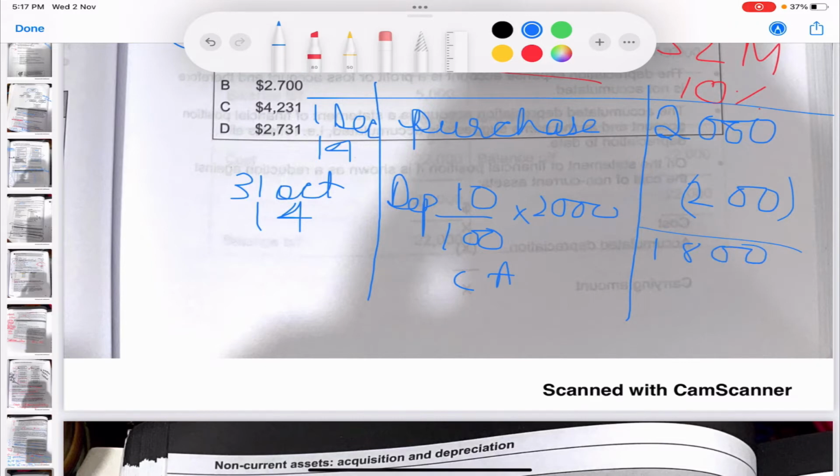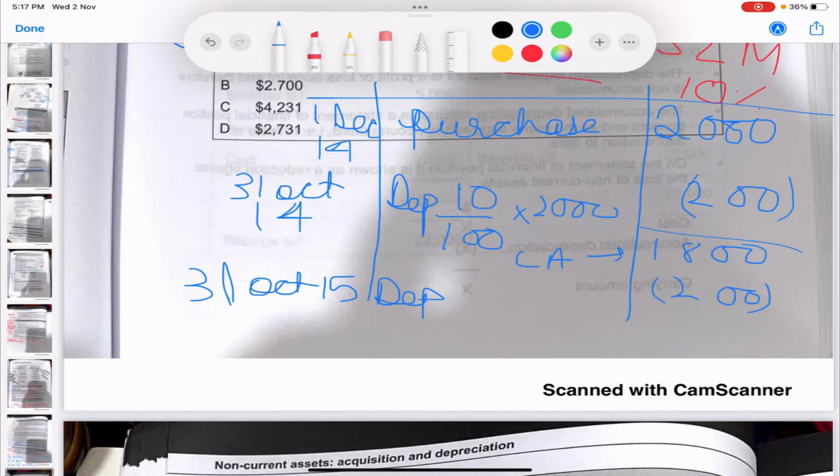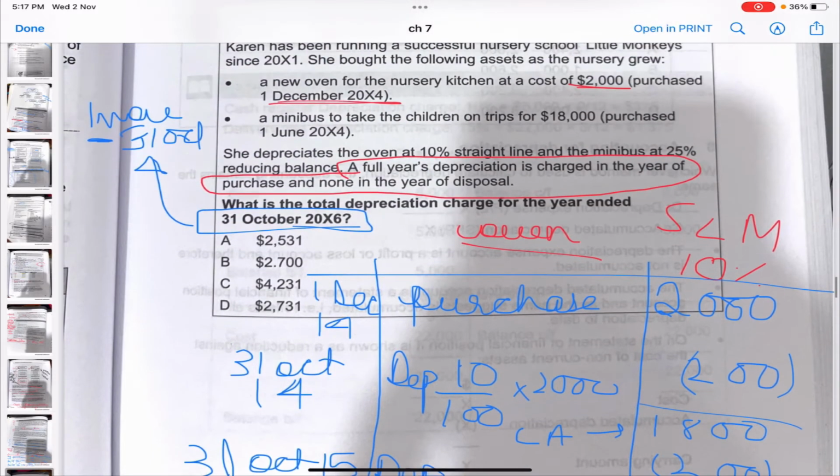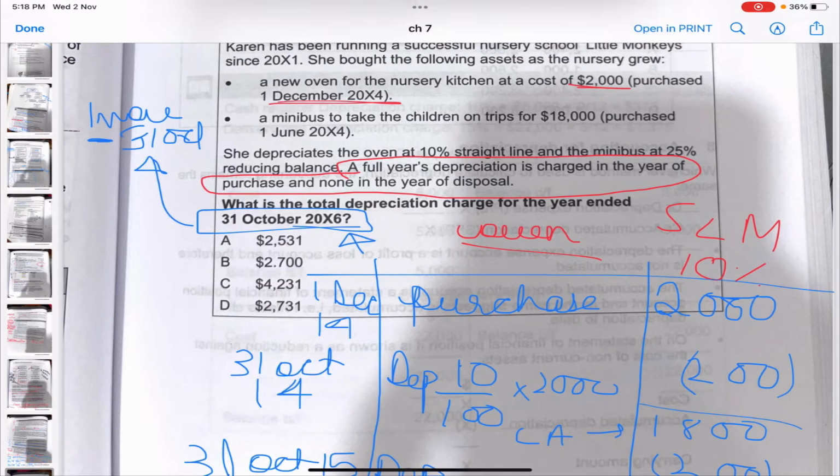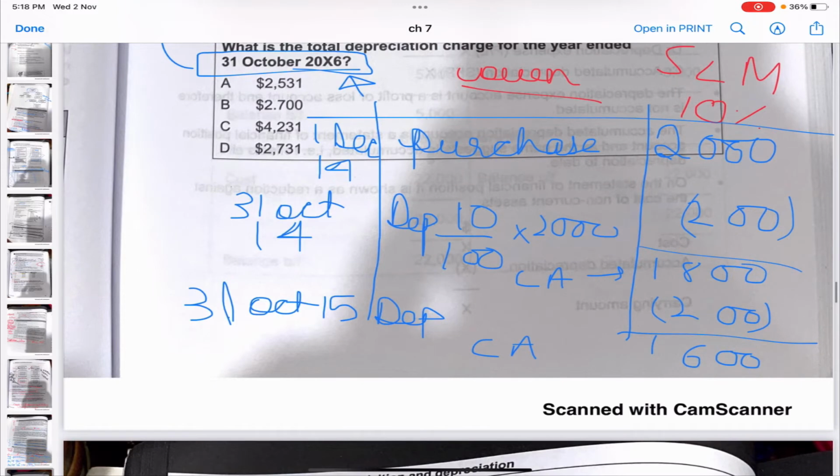Now on the next year, again we have depreciation. Since it is a straight line method, the depreciation remains the same. It would be 200 again. So the carrying amount would be 1600. Let's go back to the question now. What is said? That we just need to calculate the depreciation till 2006.